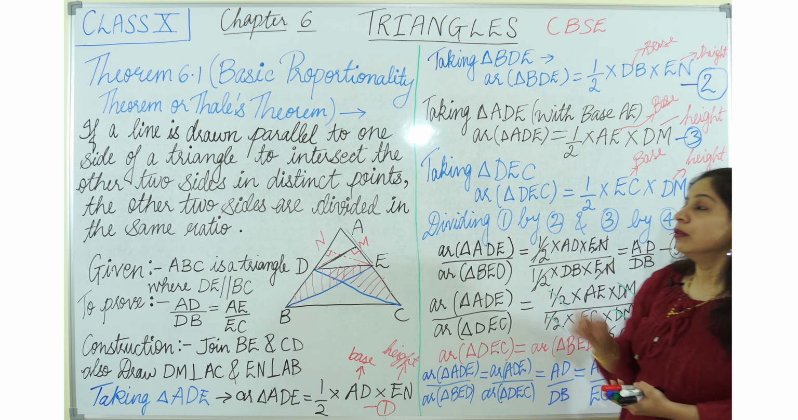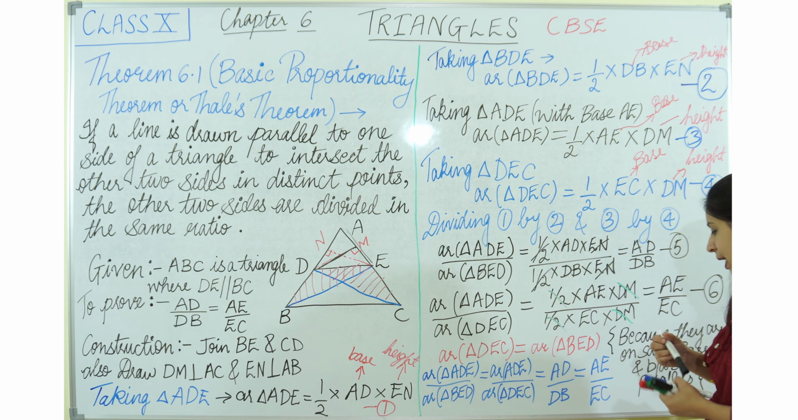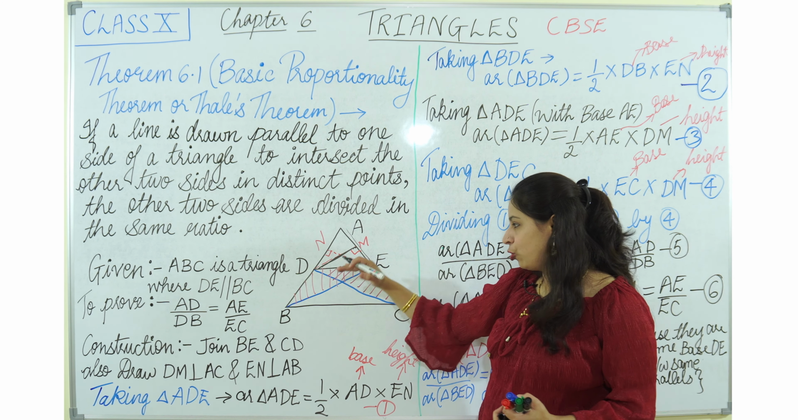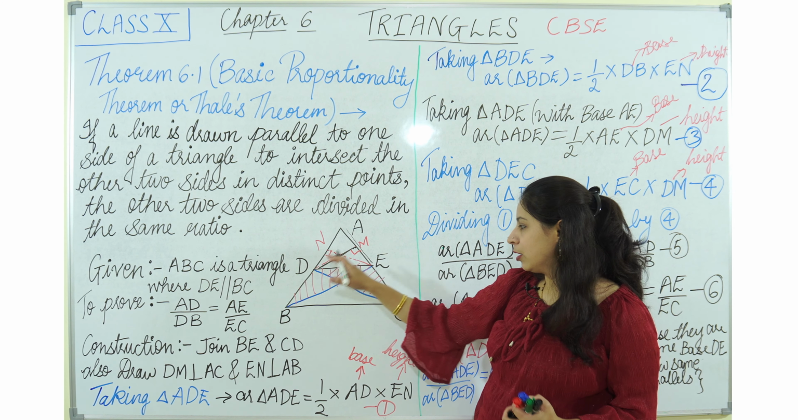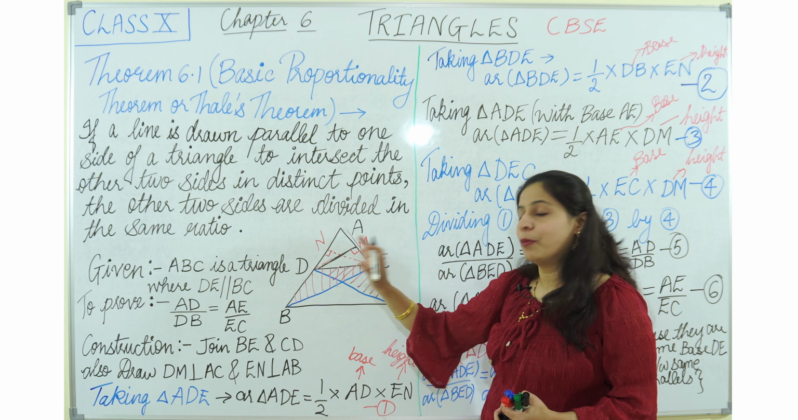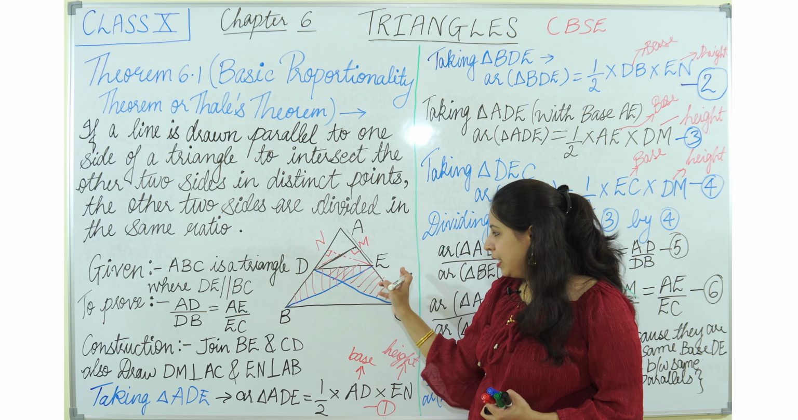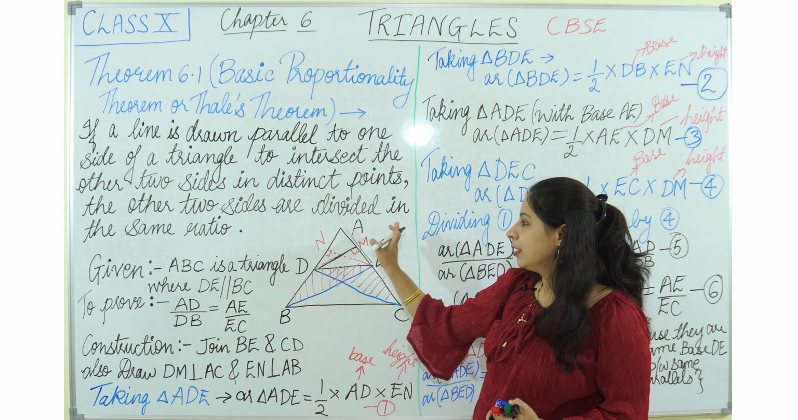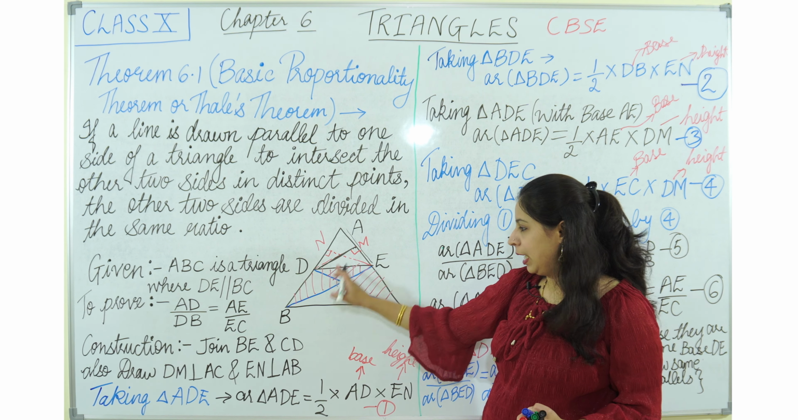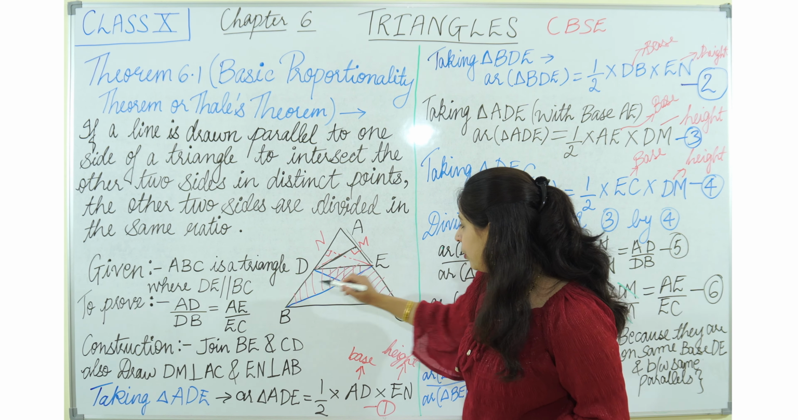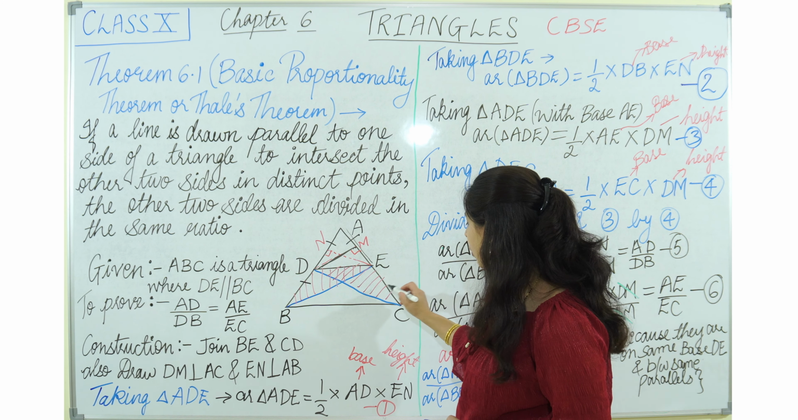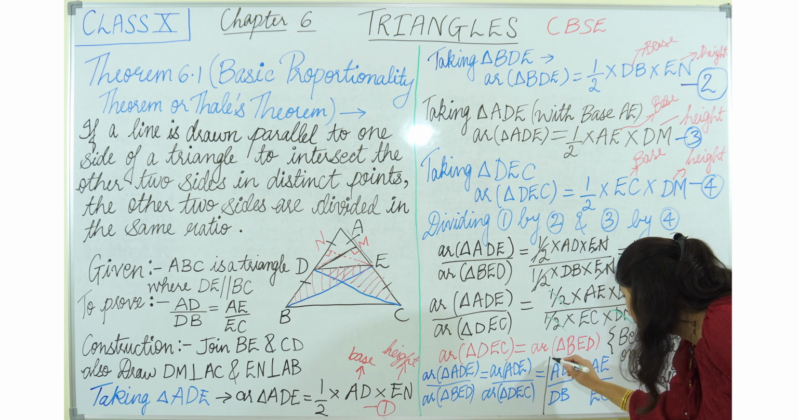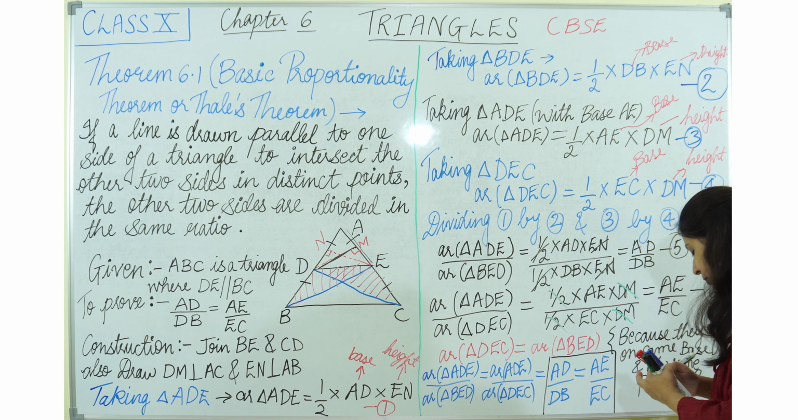So this is only our basic proportionality theorem. It says that if a line is drawn parallel to any one side of a triangle such that it intersects the other two sides at some points, and those points are D and E, then it divides them in the same ratio. So AD upon DB is equal to AE upon EC, and hence proved.